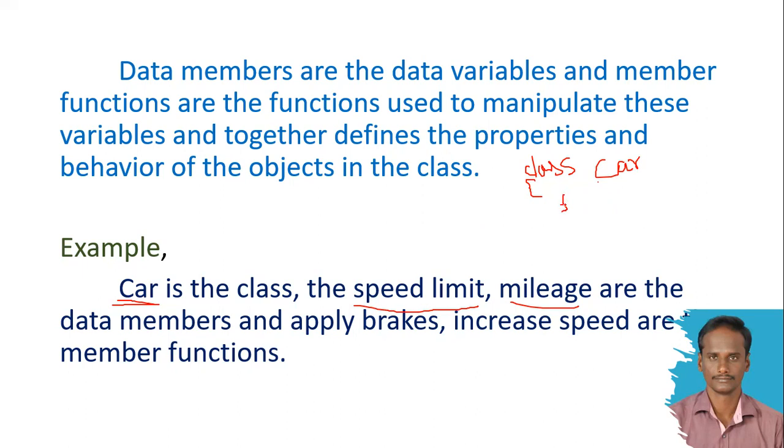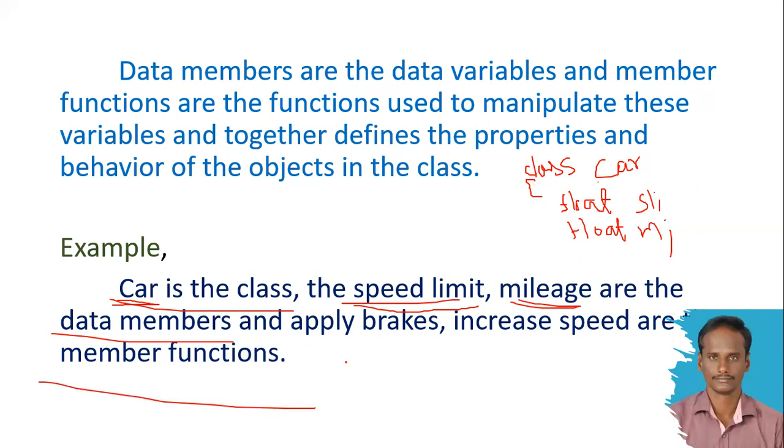I am creating the data members with the float data type. So float, speed limit, which I mention shortly as SL. Again float, and the next data member is mileage, which I mention as M. See, I opened the class but have not closed it, because car is the class. I have defined speed limit and mileage as the data members, and apply brakes and increase speed are the member functions.